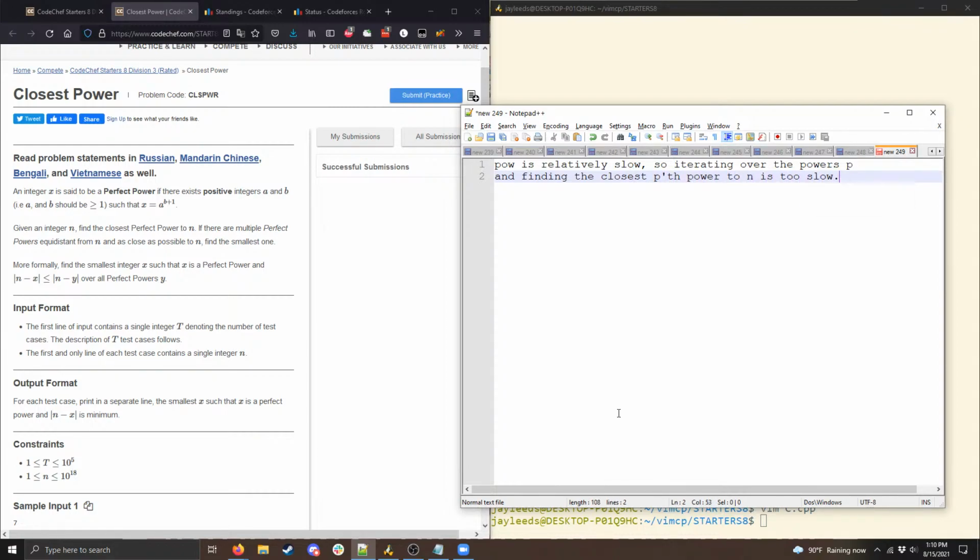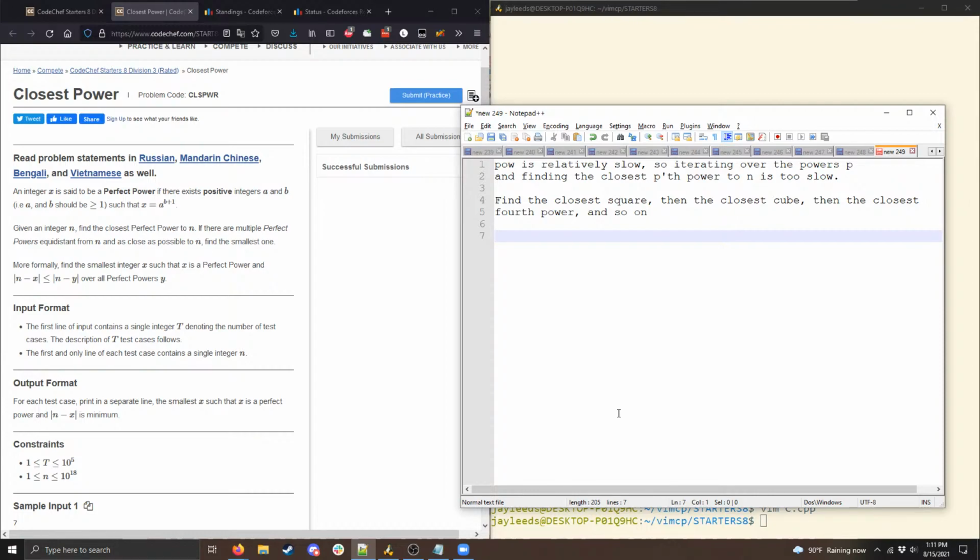So for example, we might say, okay, let's find the closest square, then the closest cube, then the closest fourth power, and so on, but it turns out that that TLEs. So we're going to need to do something better.